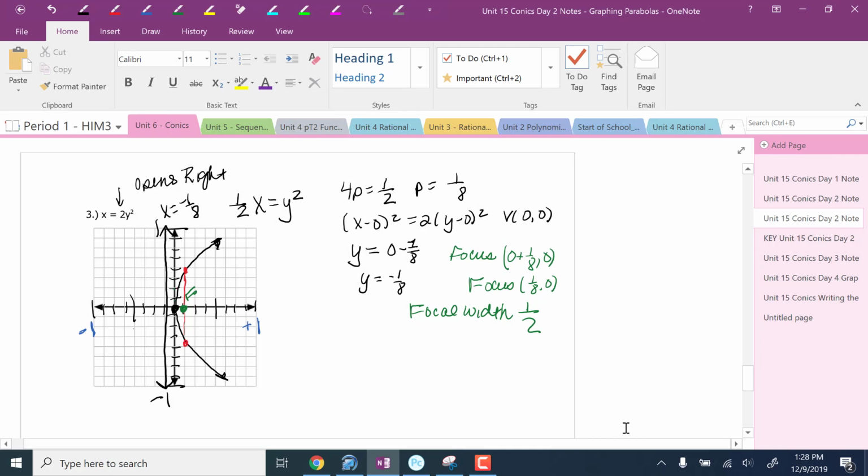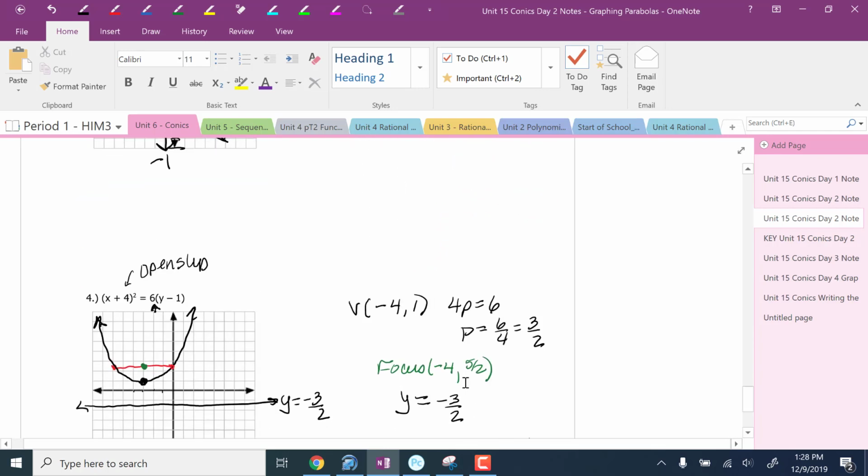Okay, so if you're checking number 3, you need to have it in the right form. The 4p has to be with the non-squared term. So we have to initially take that 2 and move it over to the x. So we really have 1/2 of an x equals y squared. This will get us the correct p-value so that we can get the correct focus ordered pair, the correct focal width, and the correct equation of the directrix. And please note the scale on number 3. I have each one of the ticks being 1/8.